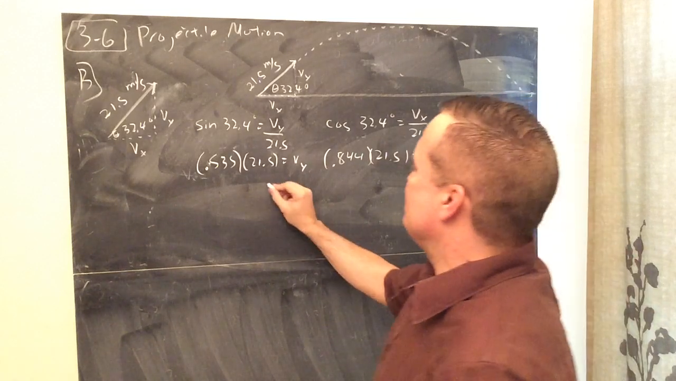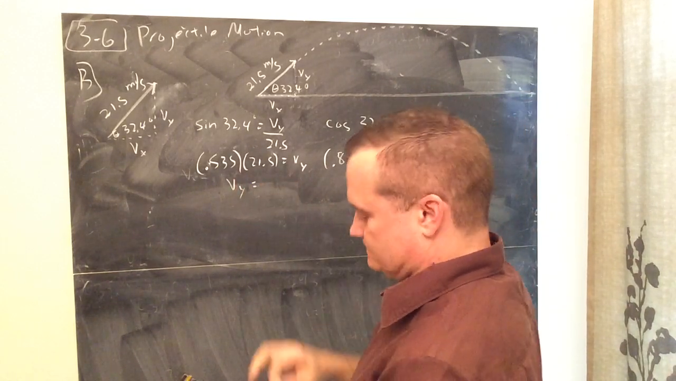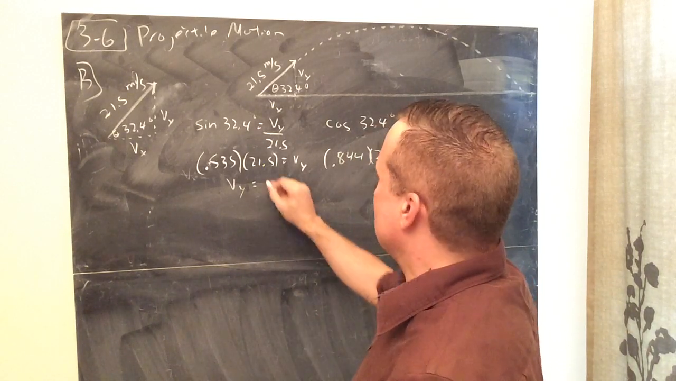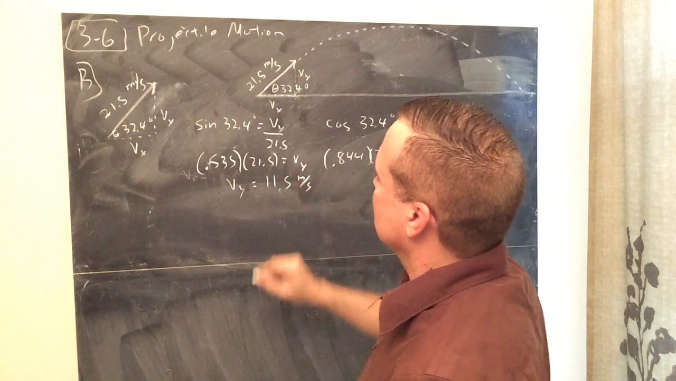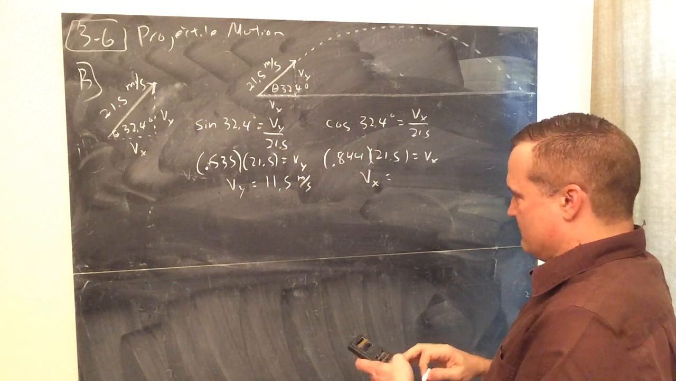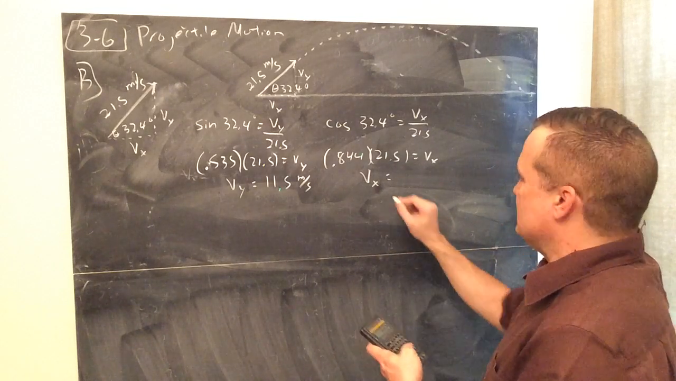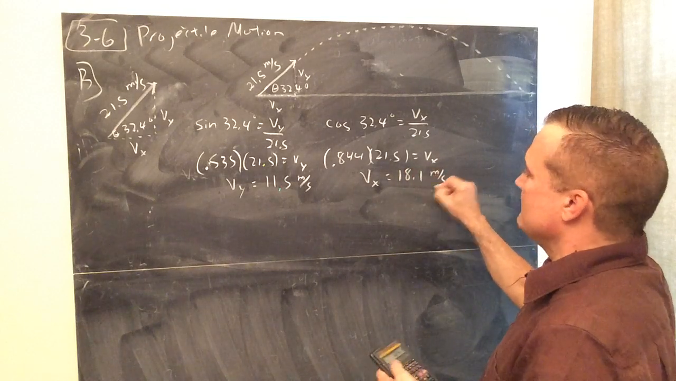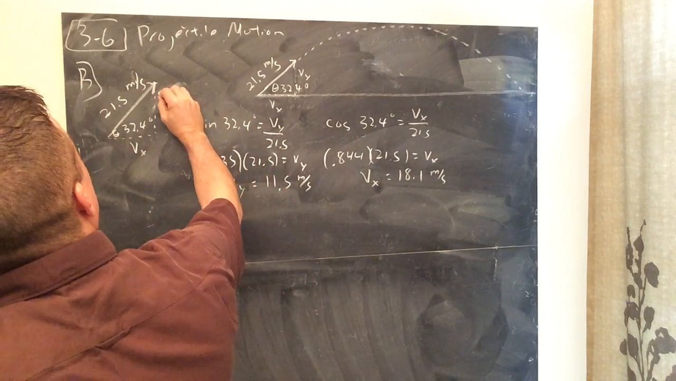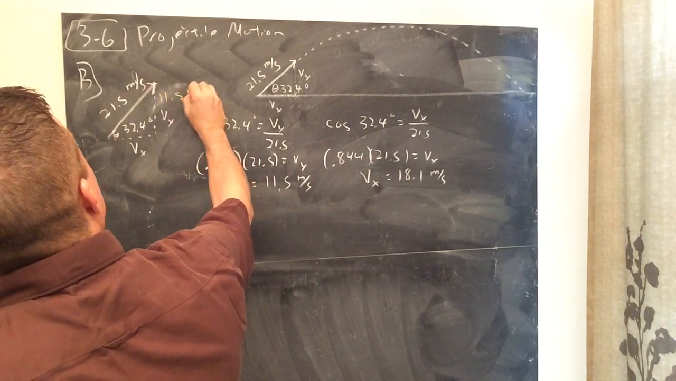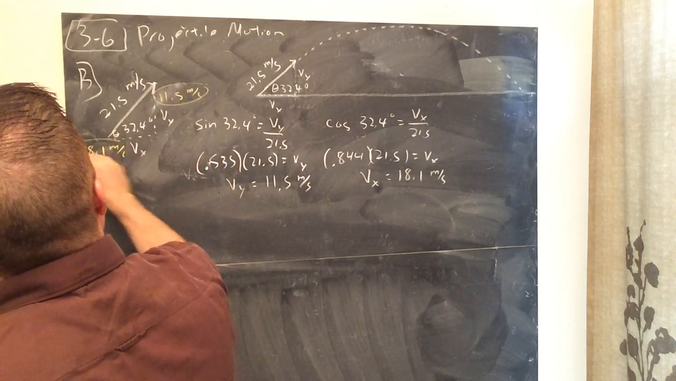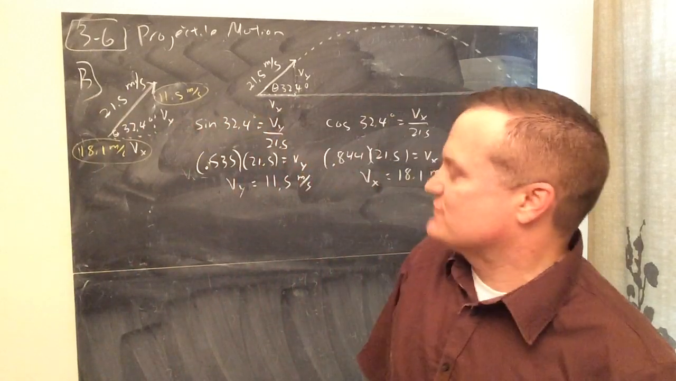All right, so my Vy, my vertical velocity, 0.535 times 21.5 is 11.5 meters per second. And my horizontal velocity, Vx, is 0.844 times 21.5, 18.1 meters per second. So 11.5 and 18.1. 11.5 is your vertical, and 18.1 is your Vx, or your horizontal. All right, so we have the two things right there.